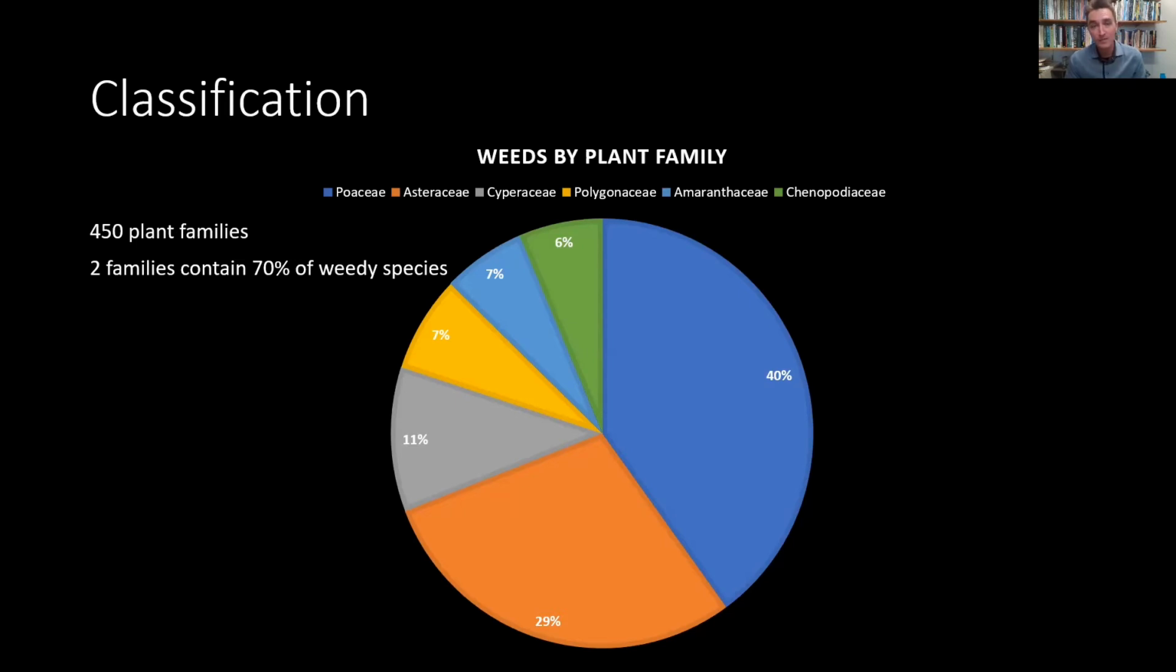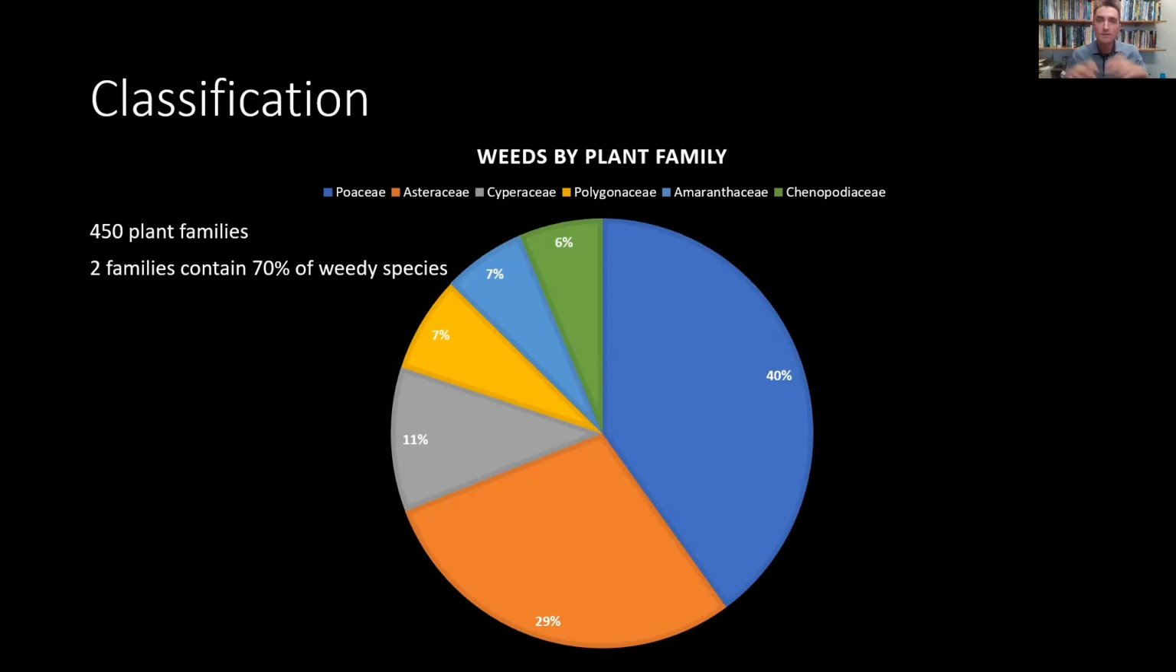And again, this becomes important because we can select control methodologies that are fine-tuned for these specific plants and their biology, so that if we implement a control measure, regardless of whether it's chemical, biological, mechanical, whatever we implement, we can try to select for the specific group of plants that we're trying to target.